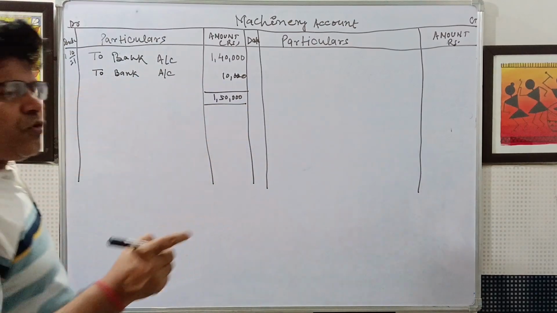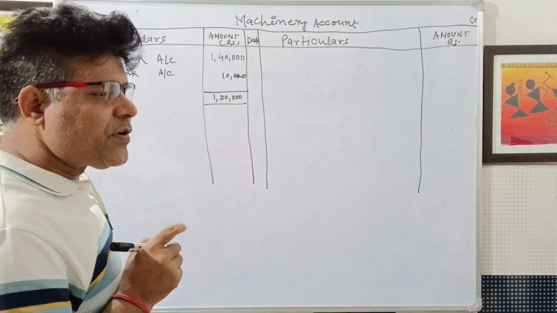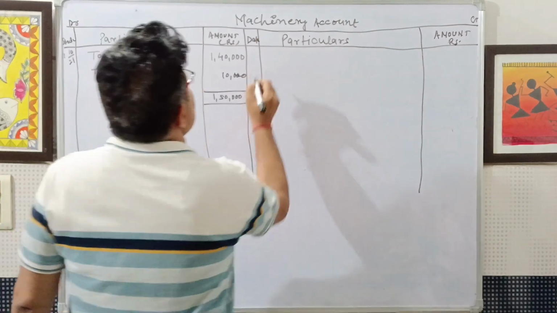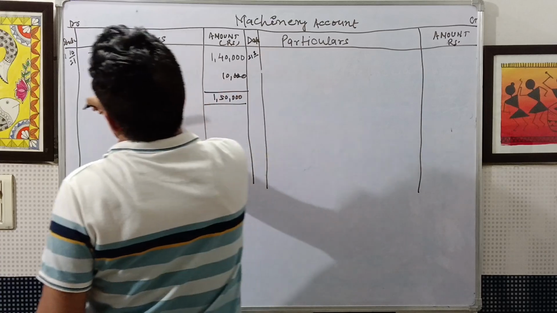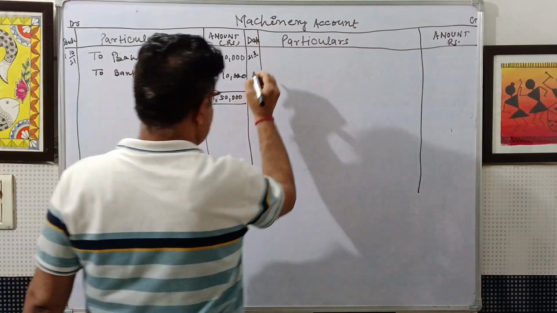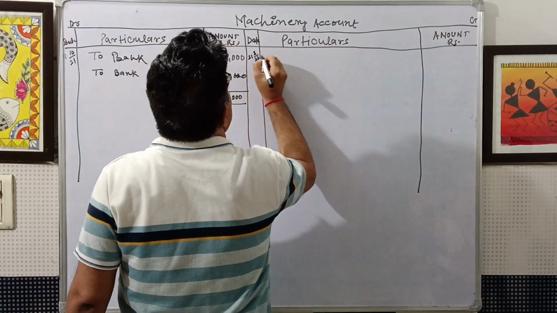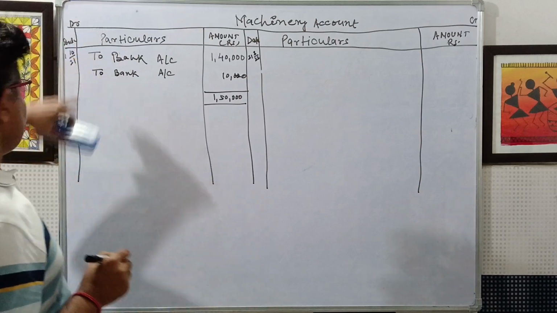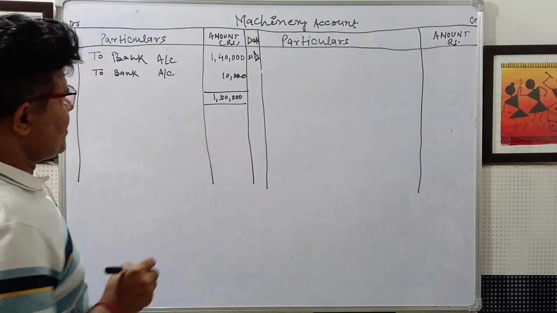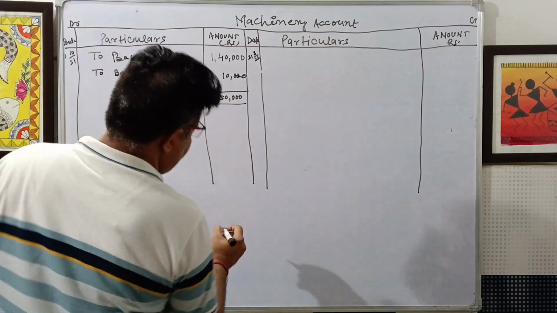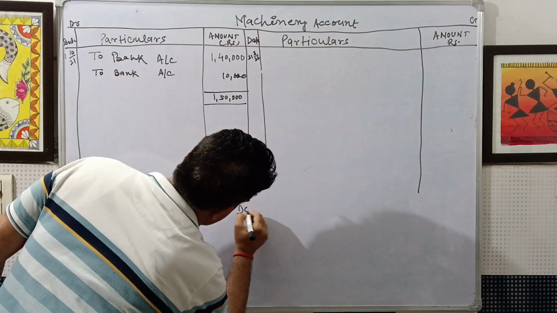When the books are closed on 31st March 2022, in this year we have charged only 6 months of depreciation. So how to calculate depreciation?